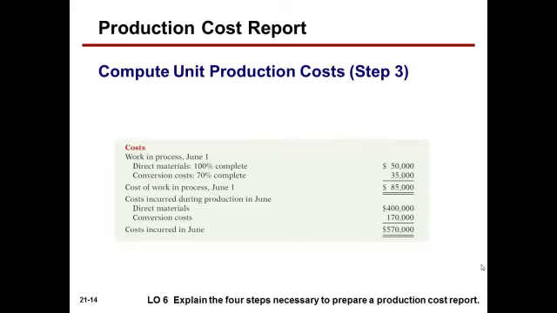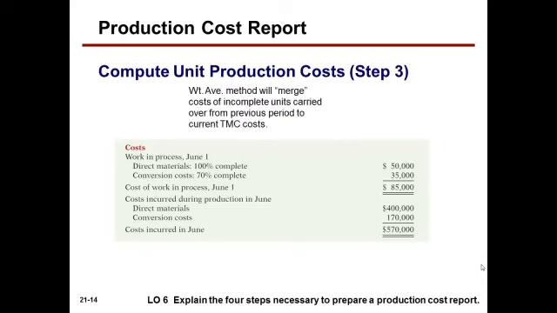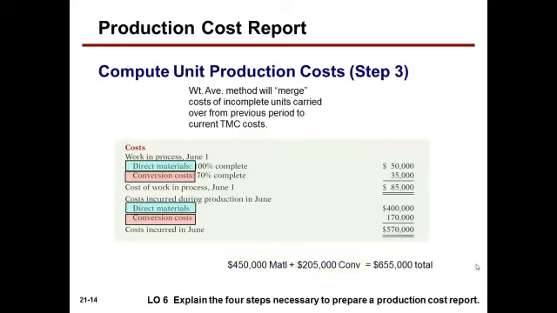Here's a recap of all the costs in the mixing department we saw earlier. The weighted average method will merge costs of incomplete units carried over from the previous period to current TMC, total manufacturing costs. Direct materials will be combined beginning in current. Conversion costs will be combined beginning in current. Here's the combined cost values we'll need to make our calculations in step 3. Simple combinations.